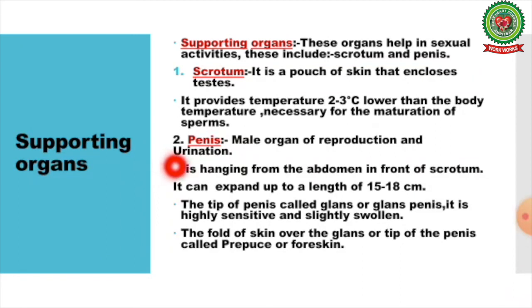The second supporting organ is penis, male organ of reproduction and urination. It is hanging from the abdomen in front of scrotum. It can expand up to the length of 15 to 18 cm. The tip of the penis, called glans or glans penis, is highly sensitive and slightly swollen. The fold of the skin over the glans is called prepuce or foreskin.